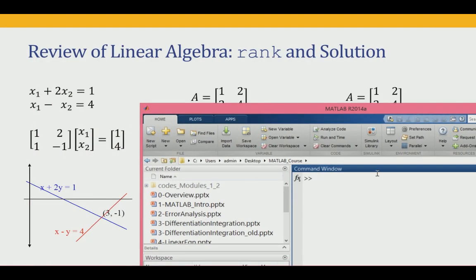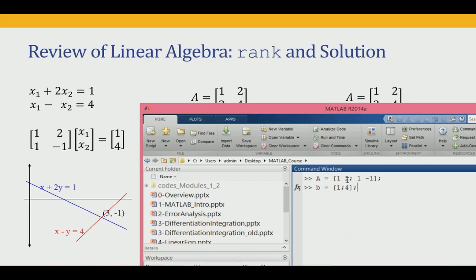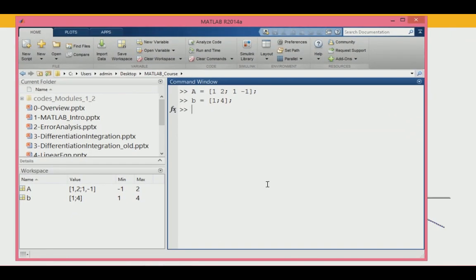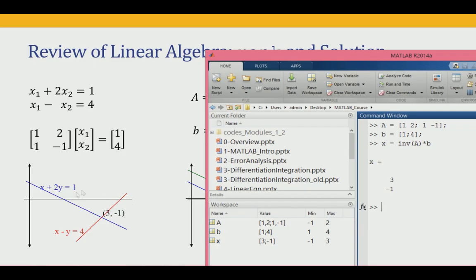So, let us look at the matrix A. Matrix A is 1, 2, 1, minus 1. B is the right hand side, that is 1, 4. So, these are the values that we have when we want to solve Ax equal to b. We know that the solution x is going to be the inverse of A multiplied by b, and x, as you can see over here, is 3 comma minus 1, something that we had seen in our PowerPoint slide a minute earlier.